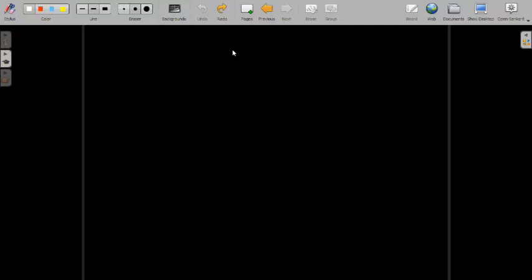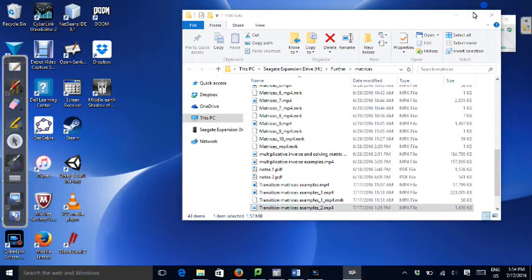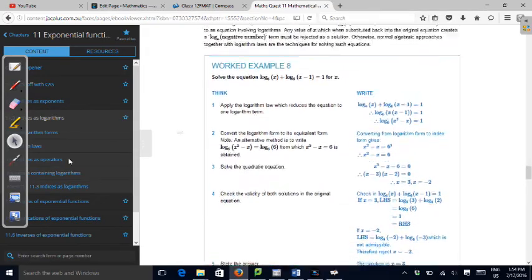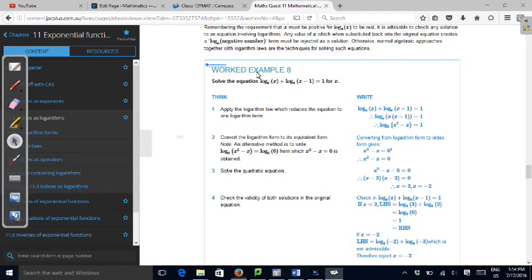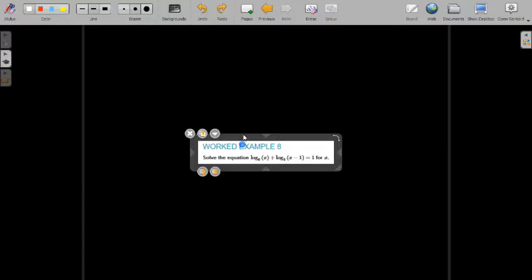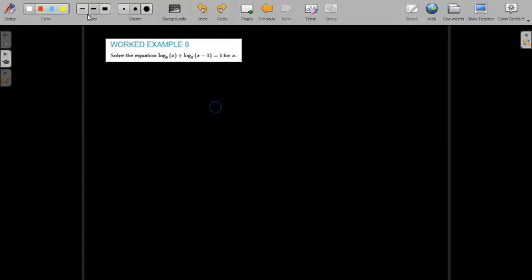Now I've got one more. I'm just going to quickly grab that. I forgot to put that on. So I worked example 8. Last one. So solve the equation log base 6 of x plus log base 6 of x take 1 equals 1.